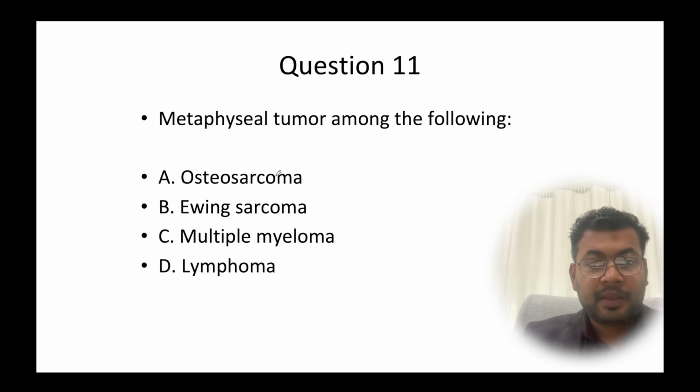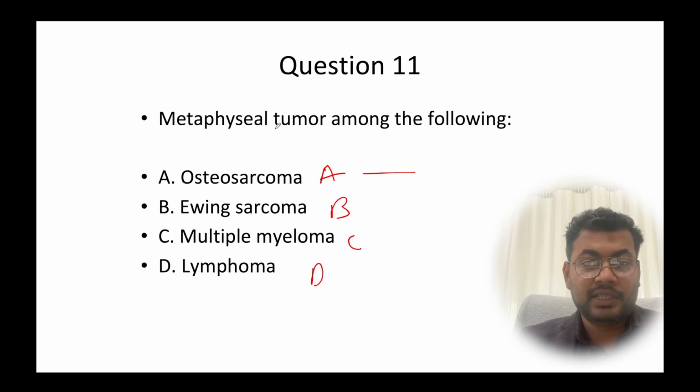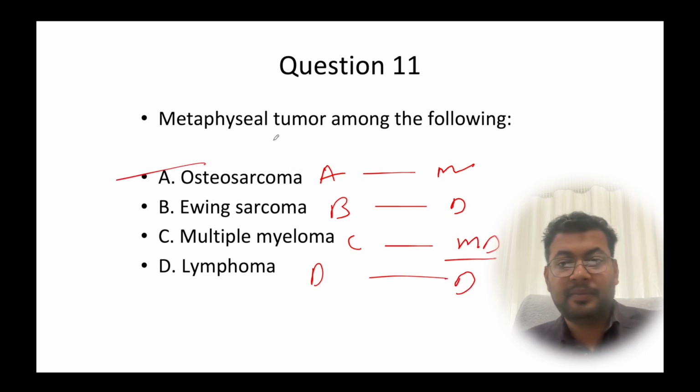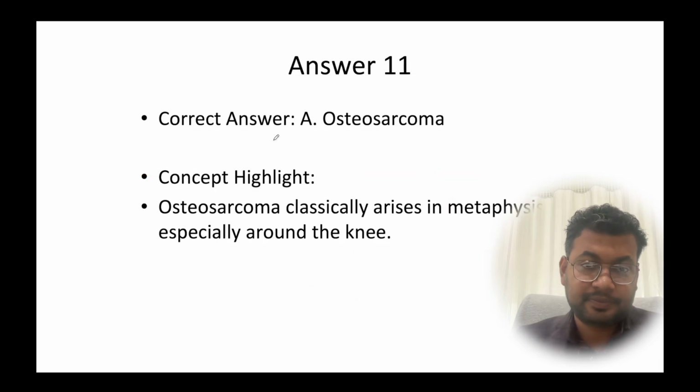Metaphyseal tumors among the following. So which of these is metaphyseal tumor? A. Osteosarcoma, B. Ewing sarcoma, C. Multiple myeloma, D. Lymphoma. So osteosarcoma is metaphyseal, Ewing sarcoma is diaphyseal, multiple myeloma is metadiaphyseal, and lymphoma is diaphyseal. So the answer is A. Osteosarcoma.